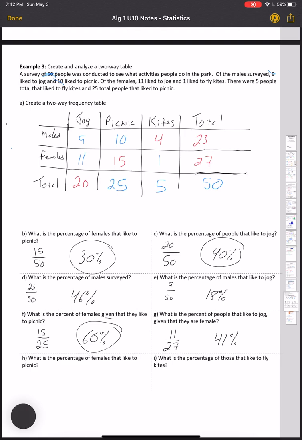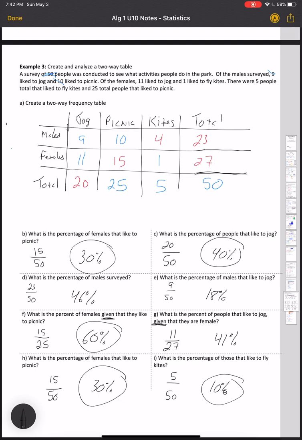Next is asking, what is the percentage of females that like to picnic? So this one's back to my total of everybody, total of 50. What females that like to picnic? That's 15 out of 50, which is 30%. And then our last question is saying, what is the percentage of those that like to fly kites? So there are 5 total people that like to fly kites out of the greater 50, which is going to be 10%. Okay? So keywords that you need to look for: given, okay?